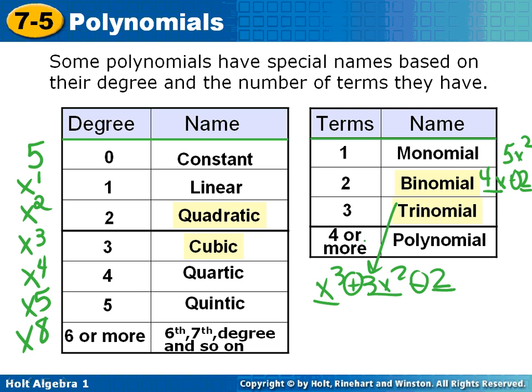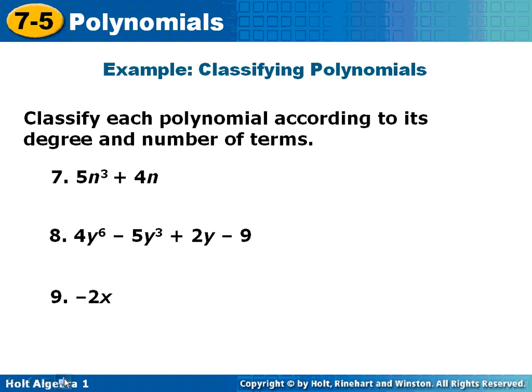Now anything with 4 or more terms is going to be considered a polynomial. And you'll hear me call this "name that nomial." All right, we're going to classify each polynomial according to the degree, which is going to be the highest degree, and the number of terms. Okay, and again, I'm going to call this name that nomial.